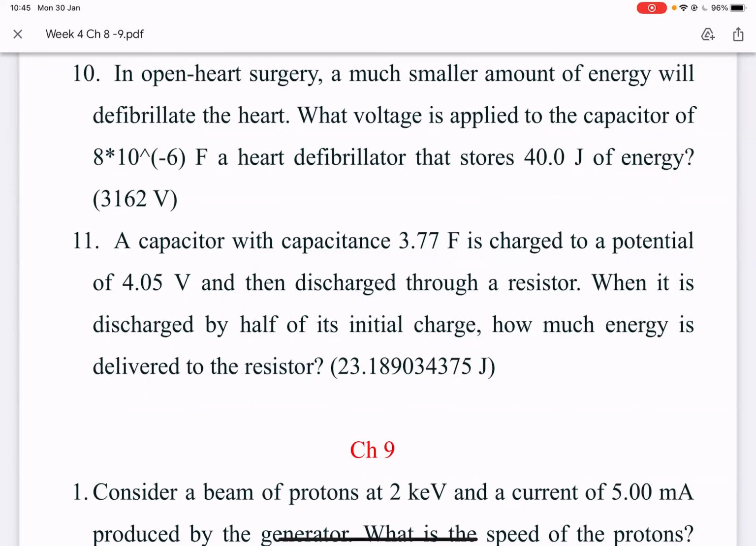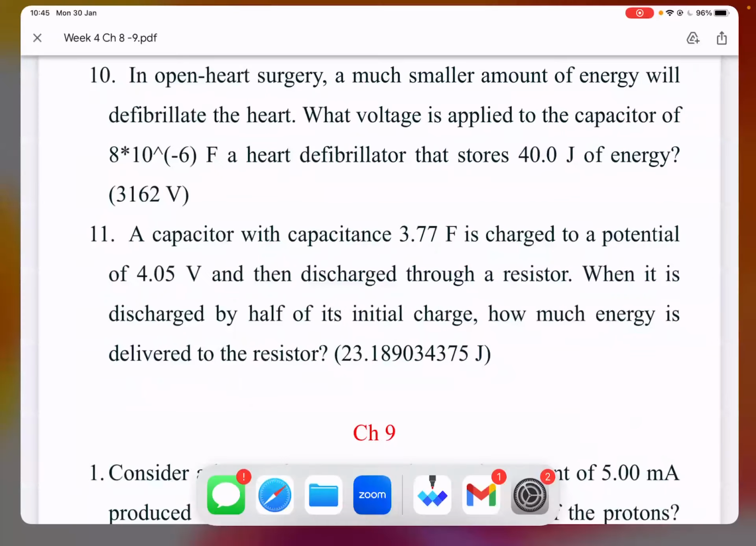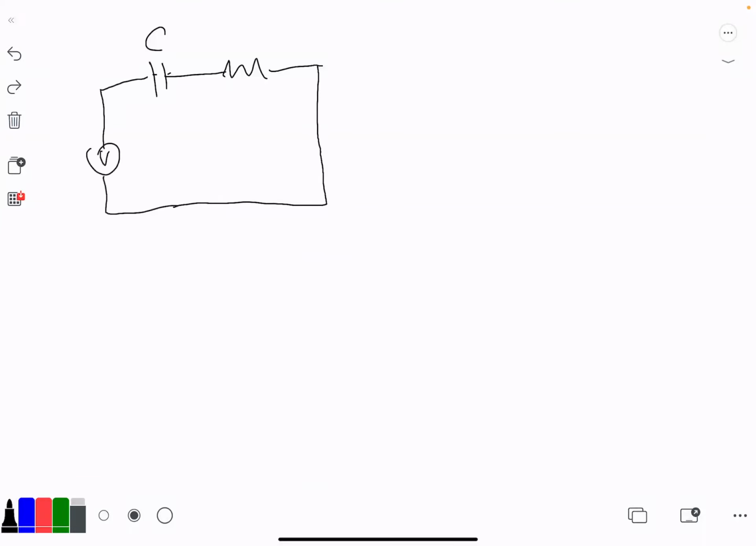Let me draw a circuit for problem number 11. In problem number 11, the capacitor and the resistor are connected in series. First, the capacitor is fully charged, and then it's connected to the resistor to discharge the capacitor.